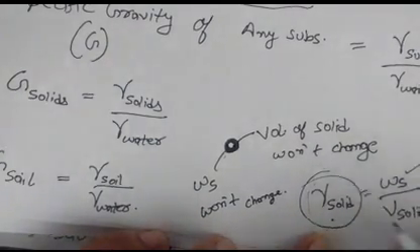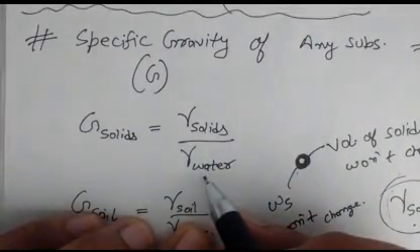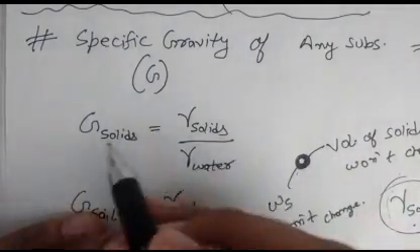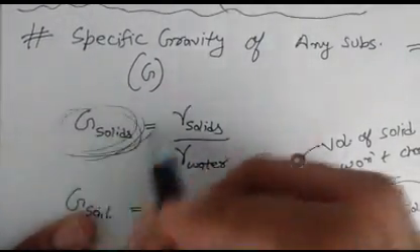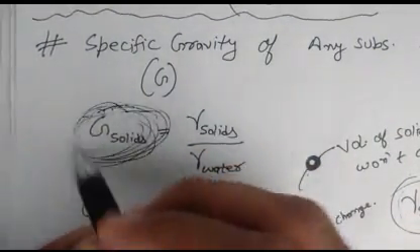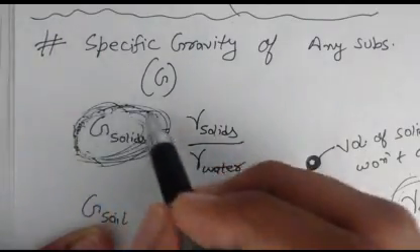That means gamma solid won't change. If gamma solid is not changing, gamma water won't change, because we are considering 4 degrees Celsius throughout the engineering subject, and therefore this G of solid won't change. So once we know G of solid, the specific gravity of solids, it will be very helpful information to solve a question actually.